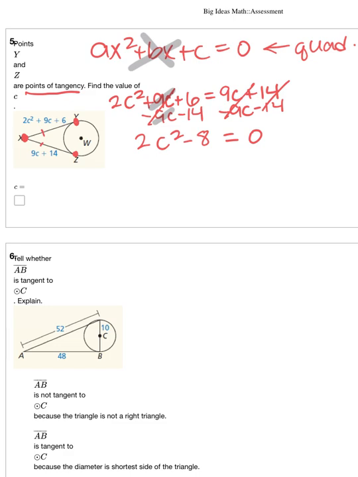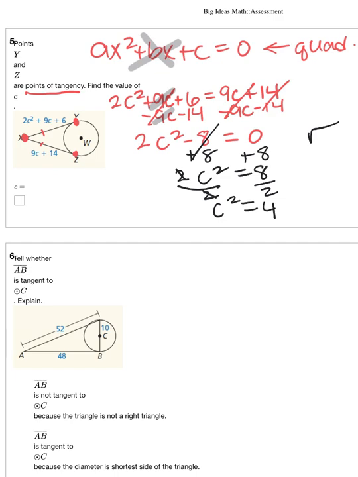So when that's the case, we're going to solve with square roots. So let's go ahead and add the 8 back to the other side. We'll divide by 2 so we can get C squared by itself. Now we can take the square root. So it's positive and negative 2.